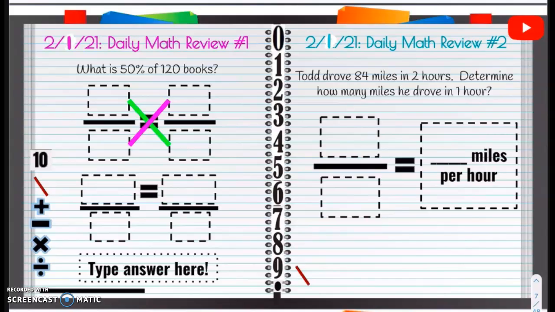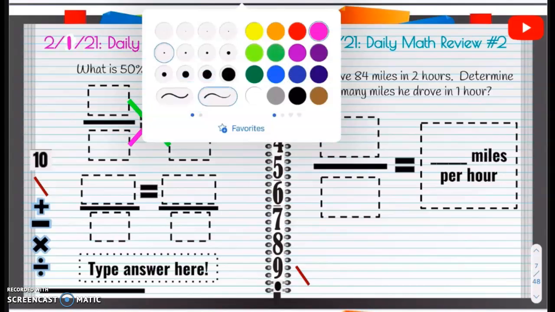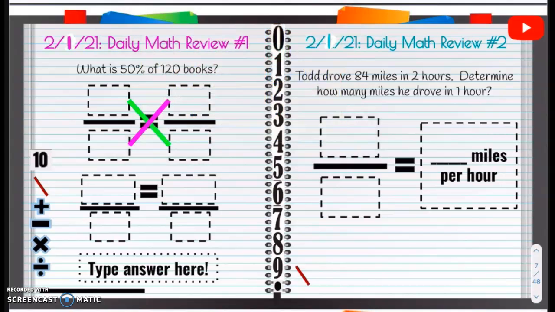Daily math review. The first one: what is 50% of 120 books? All right, remember that a percent is always out of 100. So we have 50% out of 100. Remember we have is over of. So is over of, we don't know what is, so I'm going to put an x there because I don't know what that is. But I do know it's of 120.